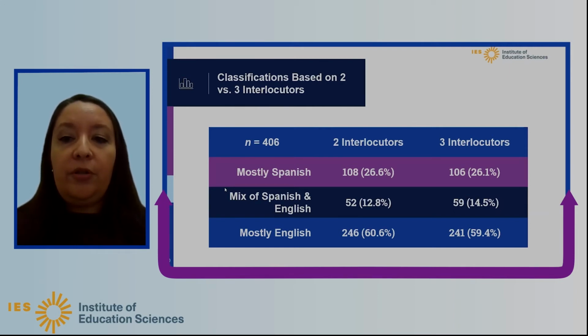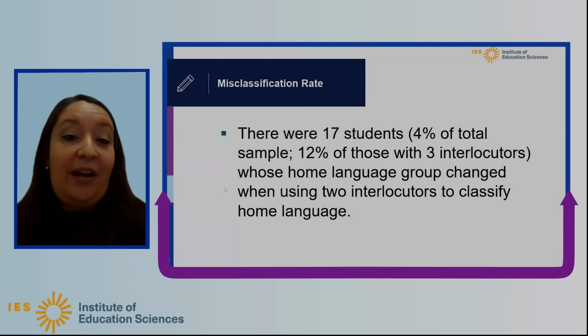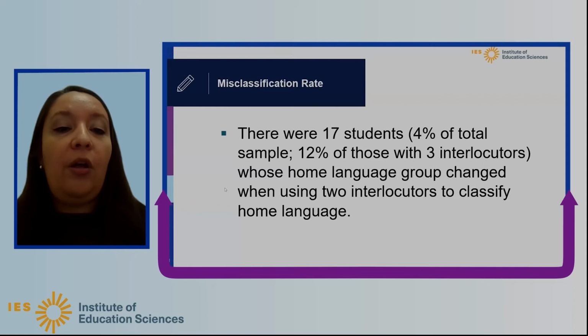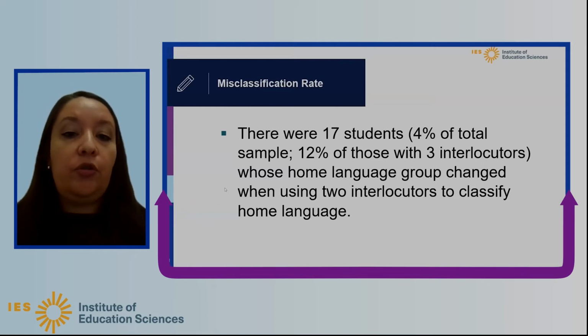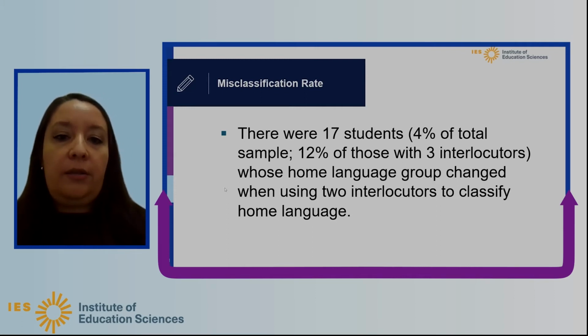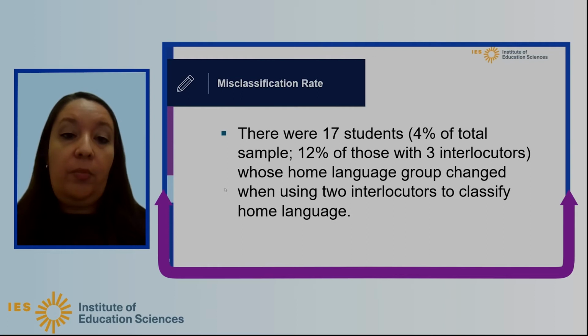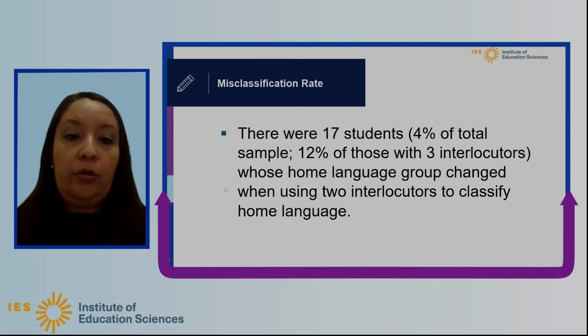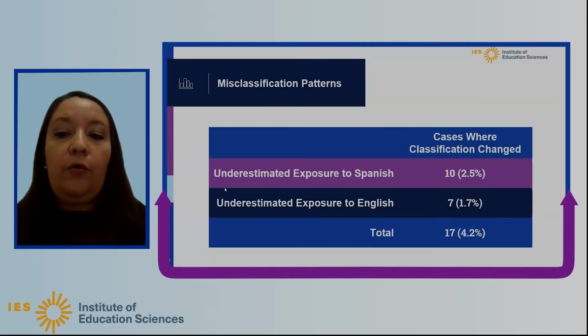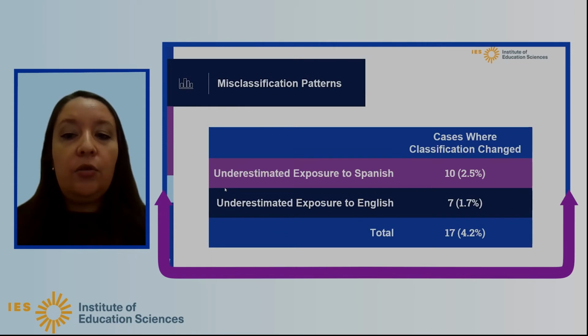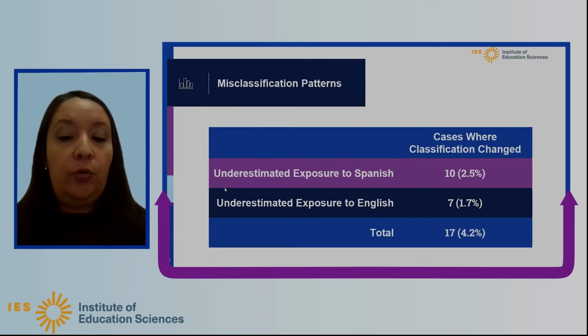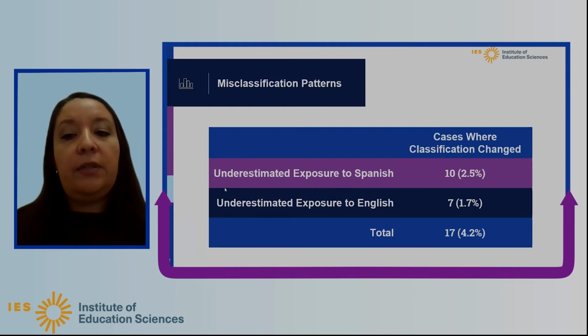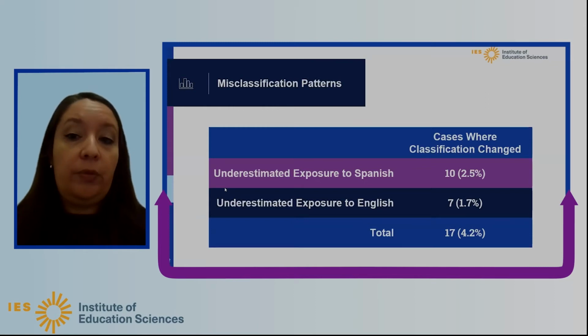So what you might be wondering is how practically meaningful are these shifts? Well, there were 17 students whose home language group changed when using 2 interlocutors to classify their home language. That constitutes 4% of our total sample, but it's 12% among those students who have a third adult at home. For these 17 students, there were 10 students where using the 2 interlocutor method underestimated their exposure to Spanish at home. And then we have 7 students where exposure to English was underrepresented.